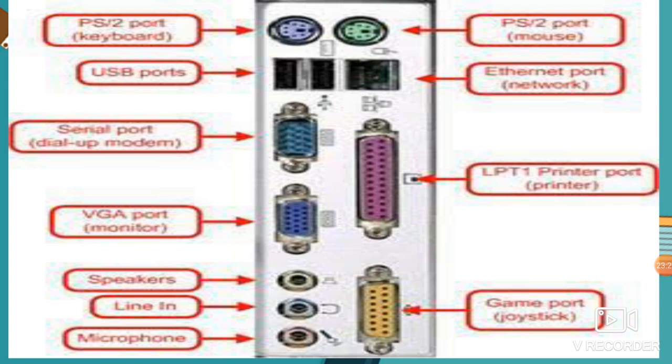Now the various circles which you see at the bottom, these are the speaker port, the line-in port, the microphone port, etc. And the one which is yellow is the game port. So this is how our system unit looks from the back. You can easily turn your system around at your home and see the back of the system. These ports are available there, and each port is responsible for various other components.